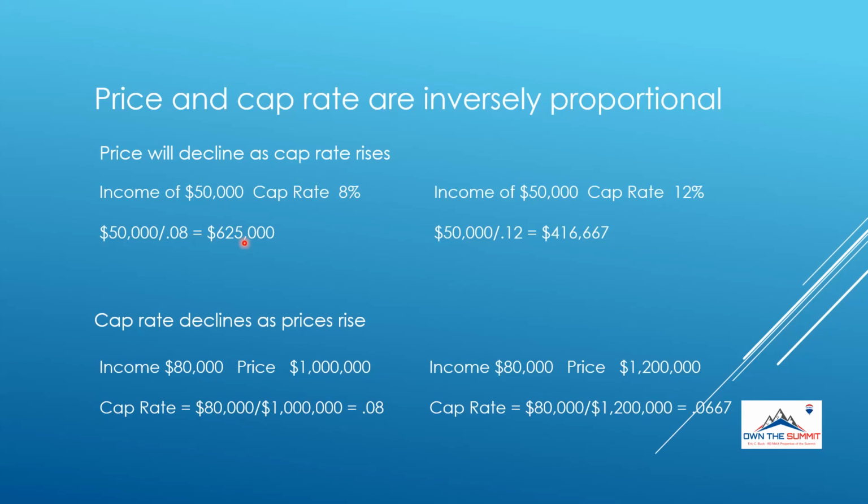to get $625,000. If we take that same income of $50,000 and our cap rate is 12%, $50,000 divided by 0.12 is equal to only $416,667. So you may get a question about what happens to the price when the cap rate goes up or down. Down here we have an example of it declining. Income of 80, price of 1,000, cap rate is equal to 0.08. If we have income of 80 and the price goes up, then we have a cap rate of only 0.0667.